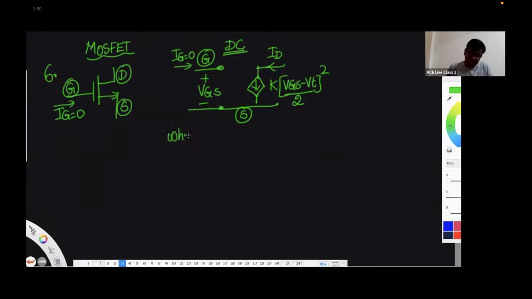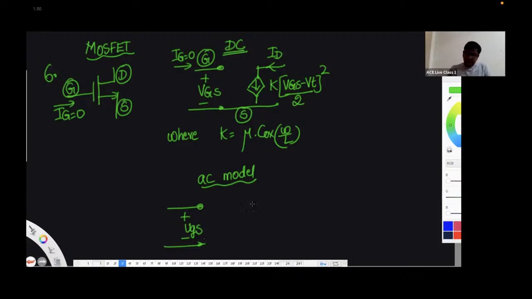And not to be forgotten, what is this K? This K is mu Cox W by L. So what is the AC model of the MOSFET? MOSFET draws no current. So it is VGS here. And this is GM VGS in parallel with R0.